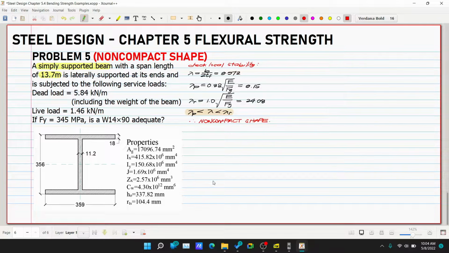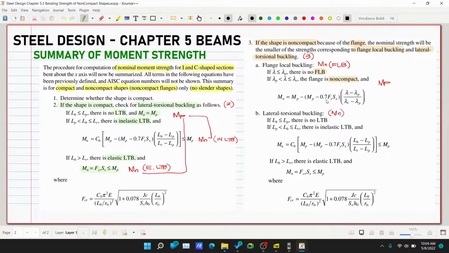Since it is non-compact, this is where we come in. If the shape is non-compact because of the flange, we don't need to check the web anymore, because we said in the introduction that once either the flange or the web is non-compact, we treat the whole section as a non-compact section. So the nominal strength will be the smaller of the strengths corresponding to flange local buckling and lateral torsional buckling. Here is our flange local buckling, and this is our lateral torsional buckling. So we will solve two strengths.